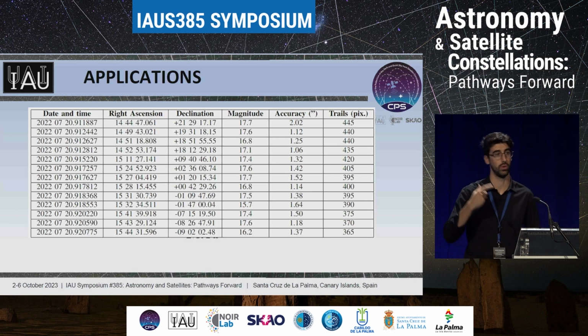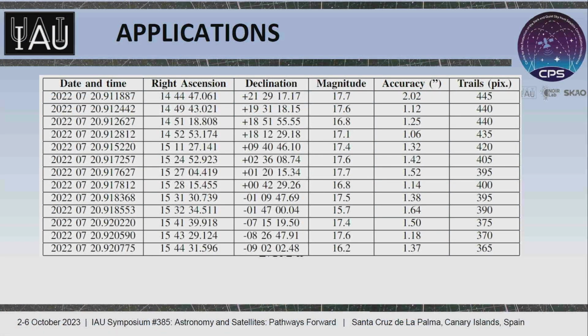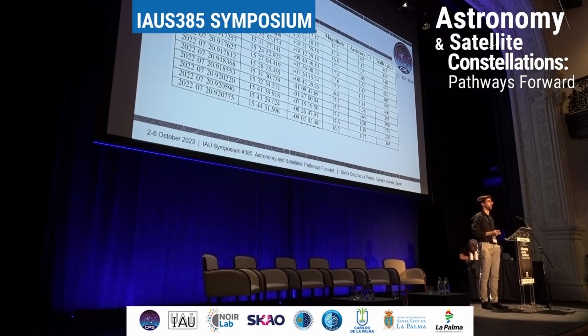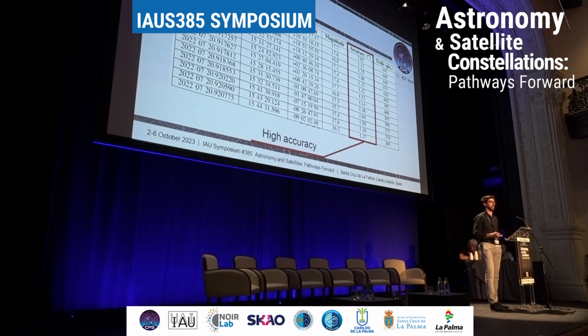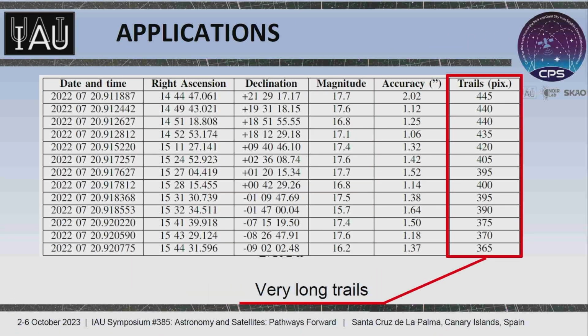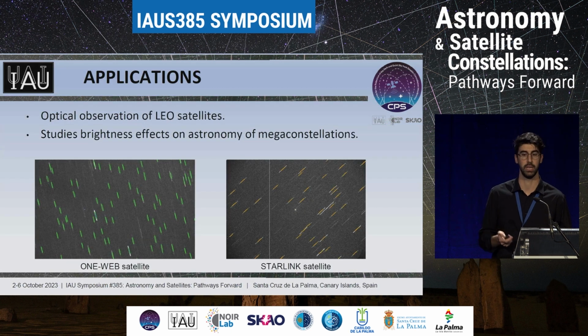Right now, I'm showing you a table of different measurements done with CubeSat. The first thing that we have to see here is that we have a magnitude that is very high, or in other words, the object is very, very dim. One important thing of this is that the accuracy is very, very high. That was actually our objective at the beginning of this presentation. Despite the very long trails, with around 400 pixels. But there are more applications.